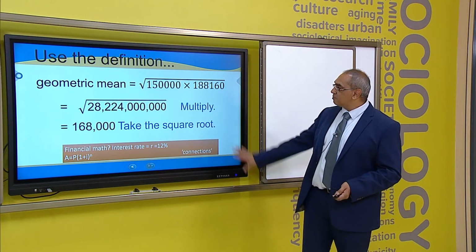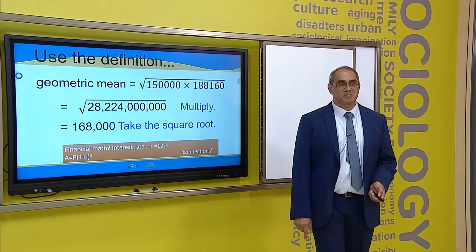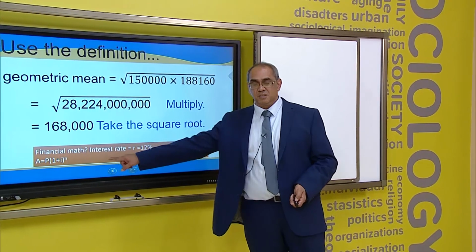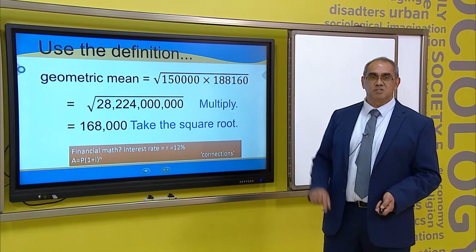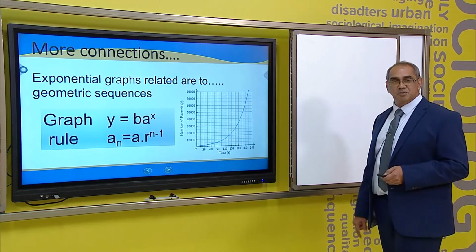So again, maths is very connected to life. Okay. And by the way, you could actually then find out that the interest rate was 12%. I'll leave you guys to check that out. You could do that using this formula, or you could do it using the geometric sequence formula. All right, one more thing, connections.